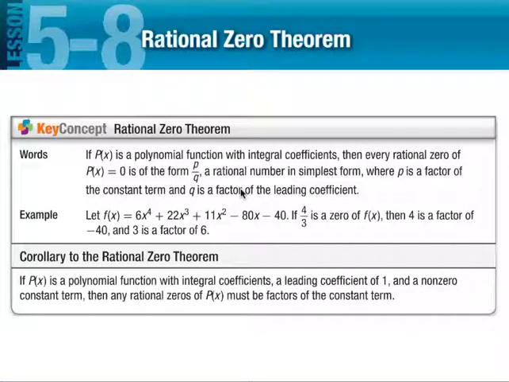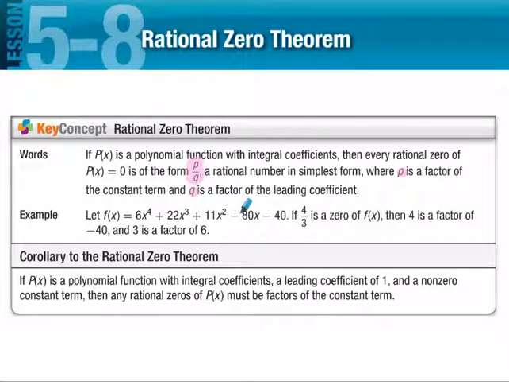We're going to talk about the rational zero theorem. The rational zero theorem basically states that if you have a polynomial with integer coefficients, that's what integral means, it means whole number coefficients, no decimals, no fractions, then every rational zero of the polynomial is of the form p divided by q. Here, p is a factor of the constant term, and q is a factor of the leading coefficient.